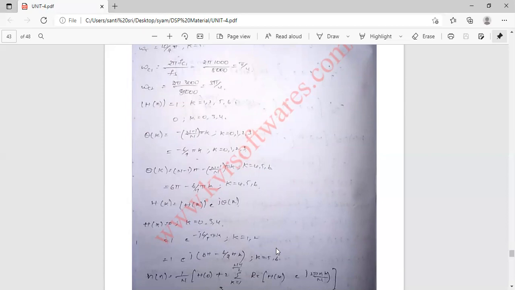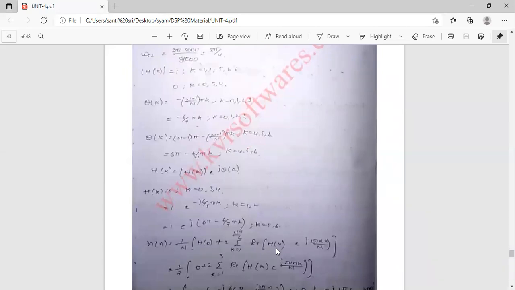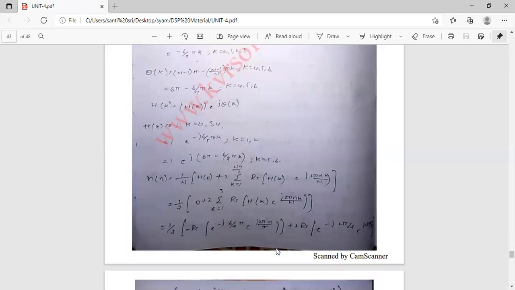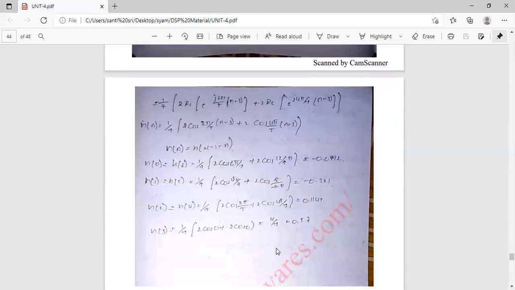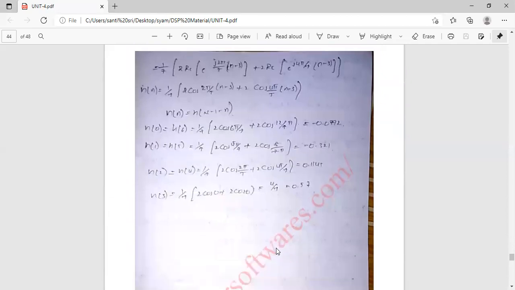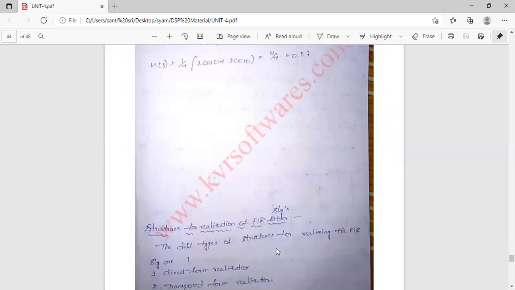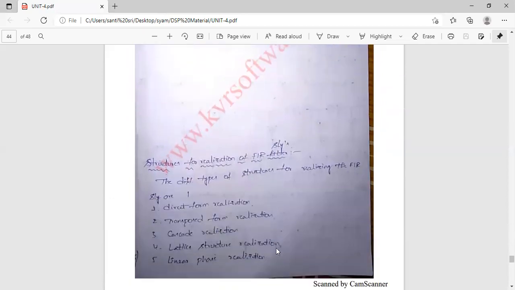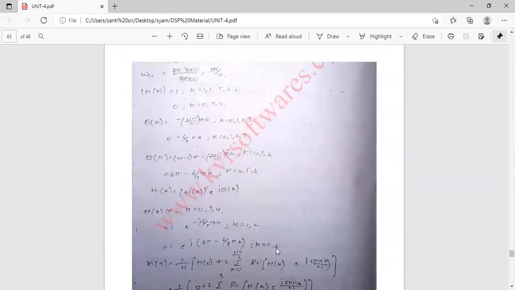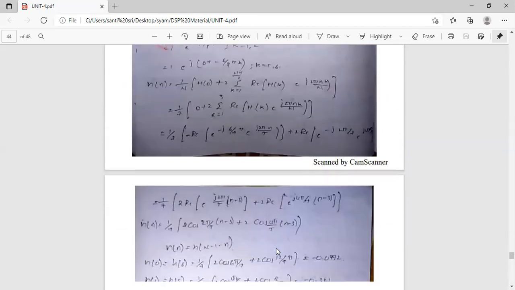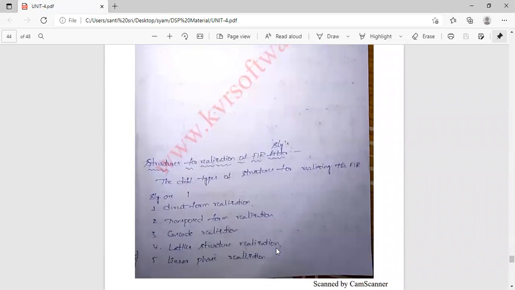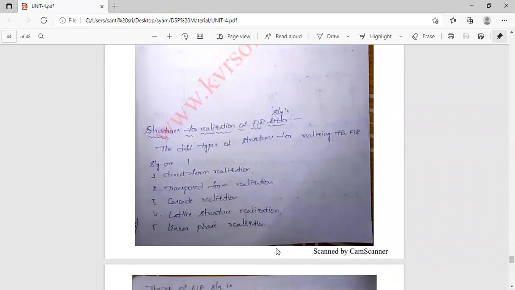So h of k equal to mod h of k into e power j theta of k. Mod h of k is 0 for some values and it is 1 for these values, for k is 5 and 6. So you can calculate h of n. And after that, h of n can be equated to h of (N minus 1 minus n), so that we will get the values. So that is about the frequency sampling method. Then we will see the structures for realization of FIR systems.